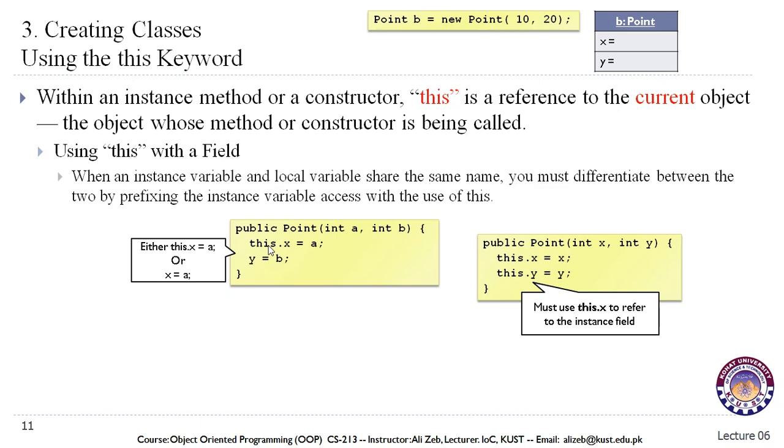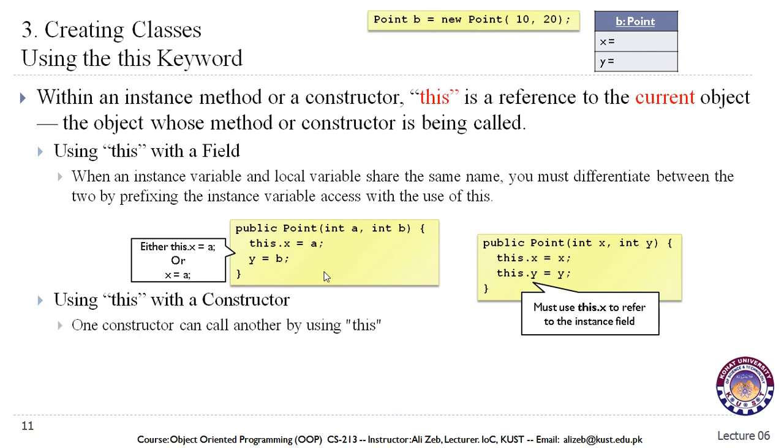Using this with a field: when an instance variable and a local variable share the same name, you must differentiate between the two by prefixing the instance variable access with this, as we can see in these examples.